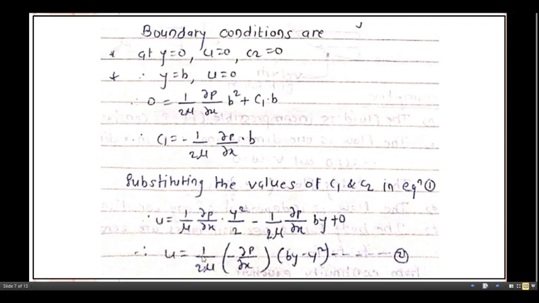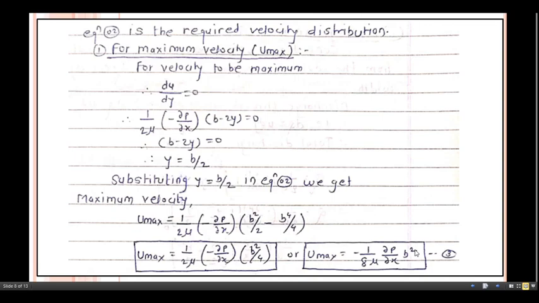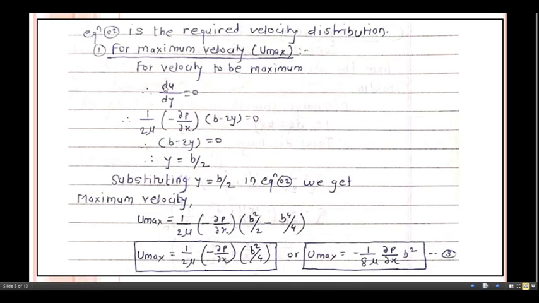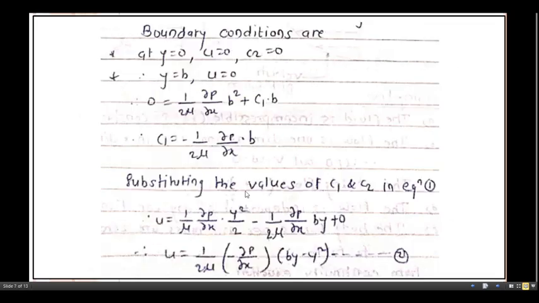Okay, so here we can get the velocity distribution, that is the value for u as 1 upon 2 mu into minus dP by dx into (b y minus y square) will come into picture. Give equation number 2 for this one. Now this is nothing but the required velocity distribution. This equation indicates the required velocity distribution, and now we need the value for the maximum velocity.